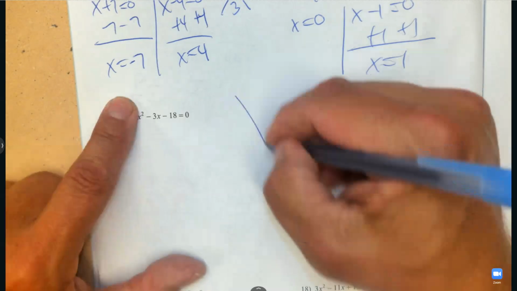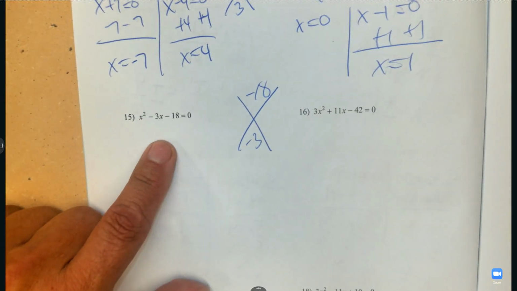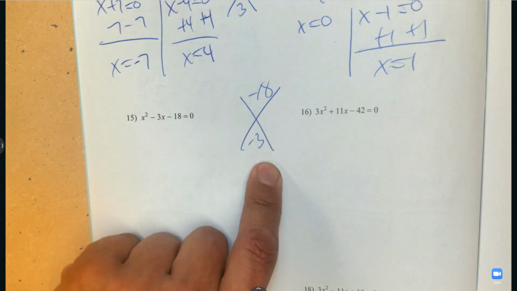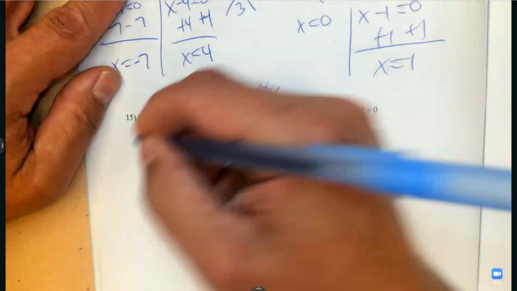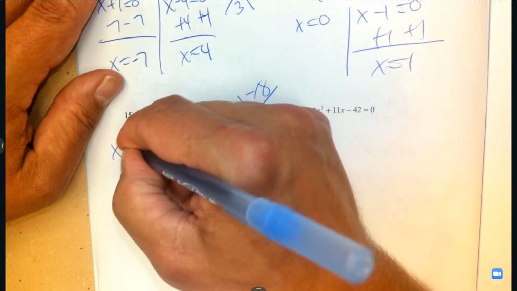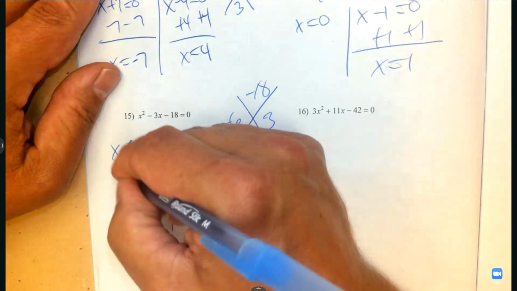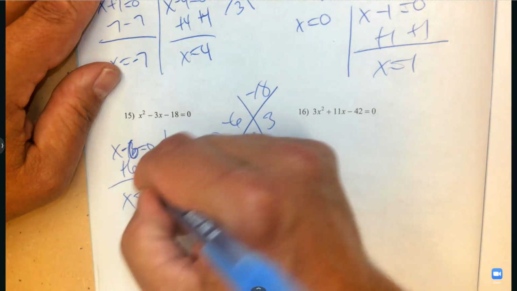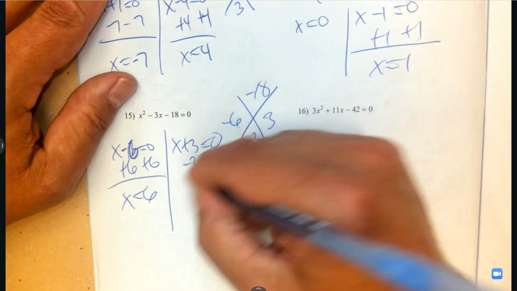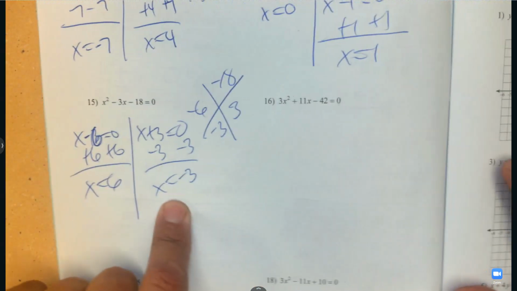Number 15, this is a trinomial, and I need to find the two numbers that fit. So see if you can do it. Press pause. That's negative 6 and 3. So those, negative 6 and 3, and then solve it. So add 6 to both sides. Subtract 3 to both sides, and you have your answer.